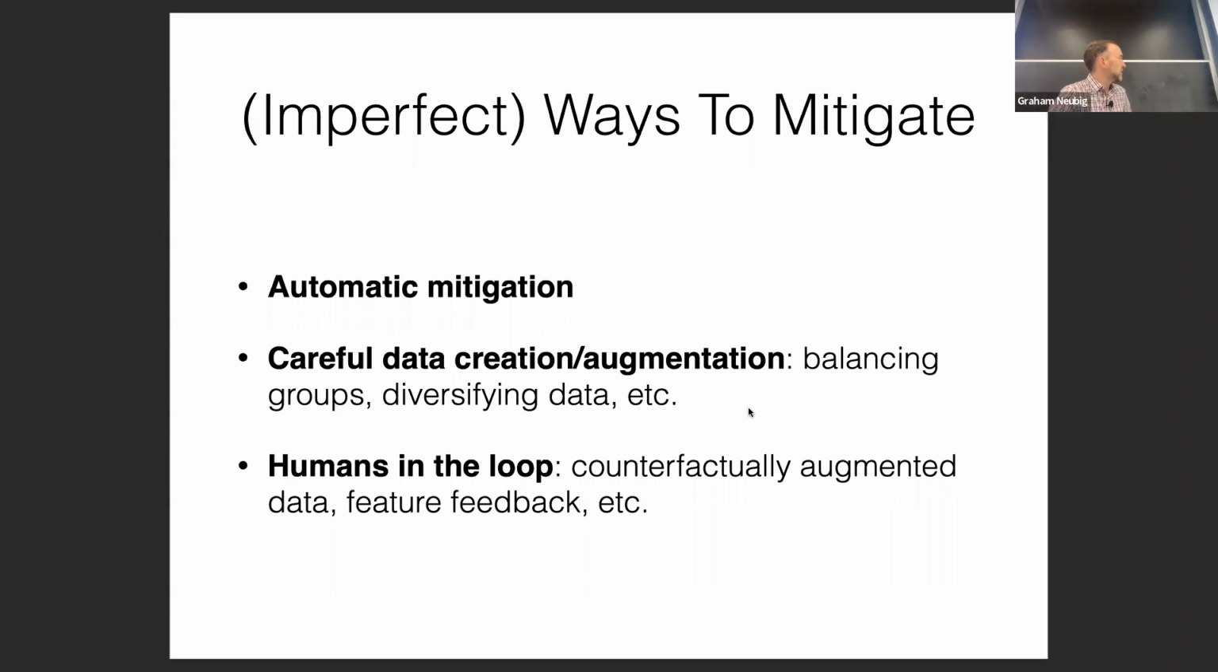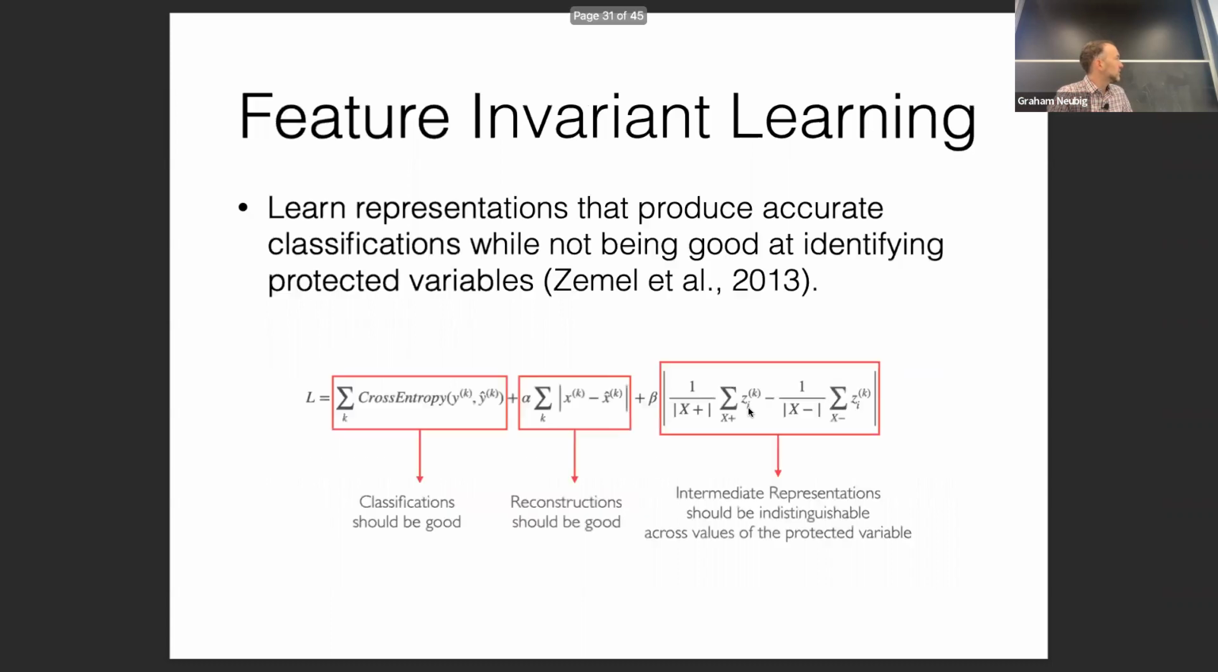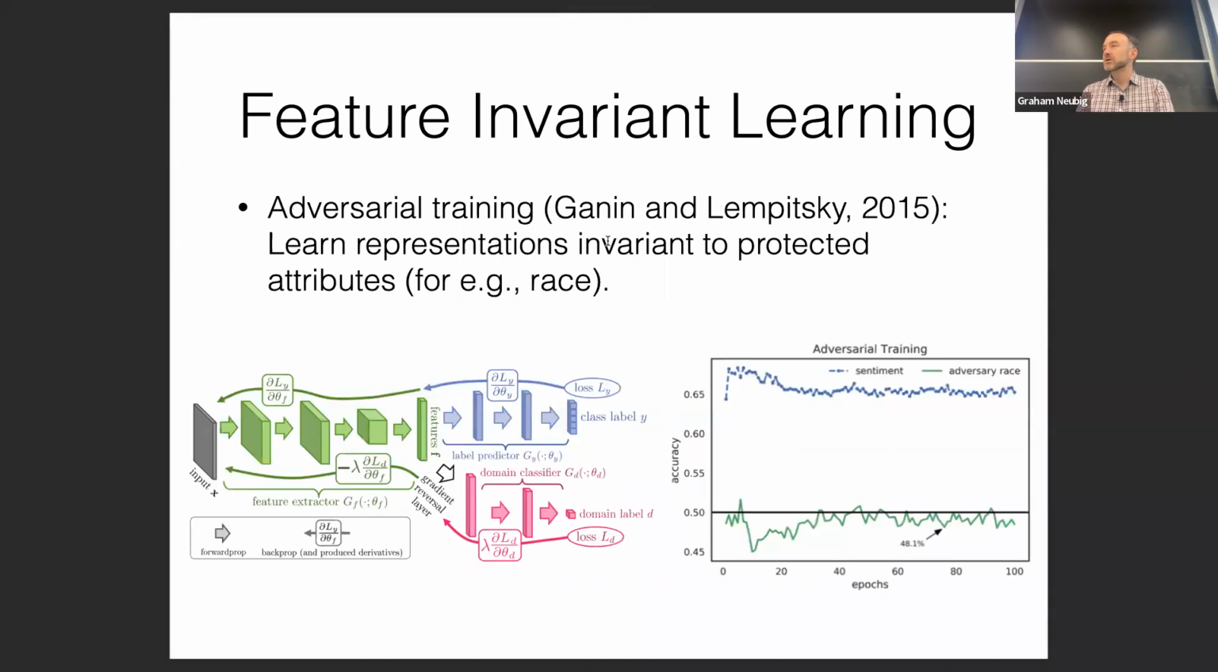But anyway, I'm going to talk about these. The first one is automatic mitigation. Another one is careful data creation and augmentation strategies and human in the loop strategies. One method that was previously popular, though I think it's a bit less popular now, is trying to learn feature invariant representations. The way this works is you try to learn representations that produce accurate classifications while not being good at identifying protected variables. This is very similar to methods that I talked about before. In fact, I've shown this slide on the left a couple times in this class.